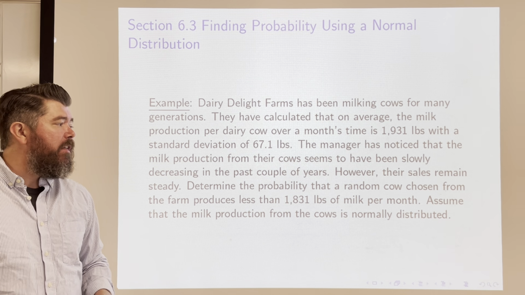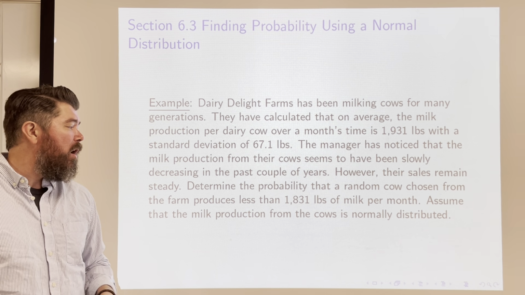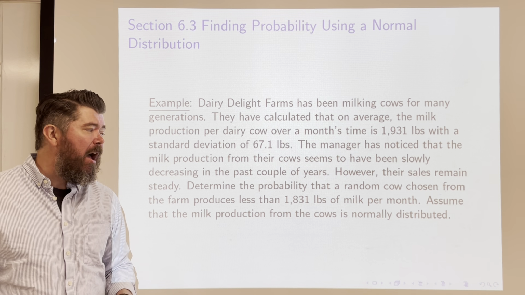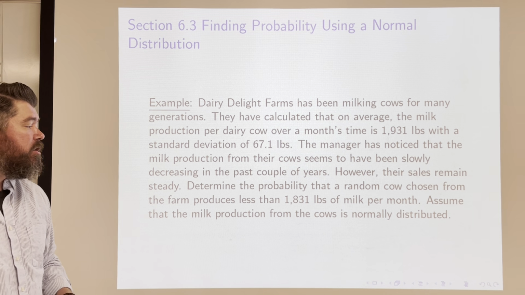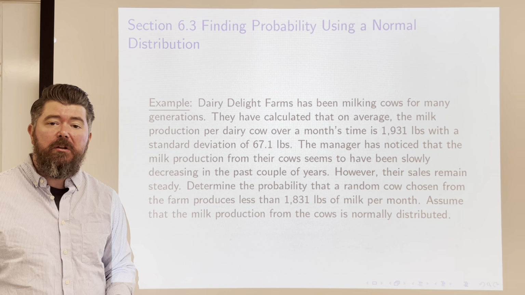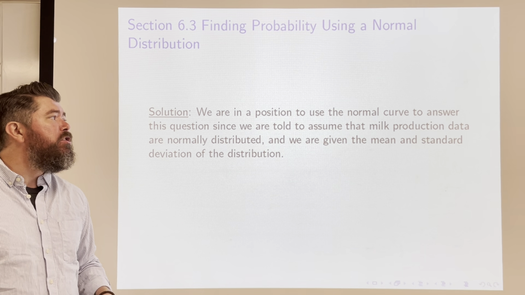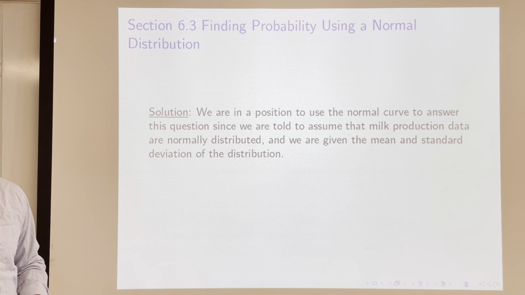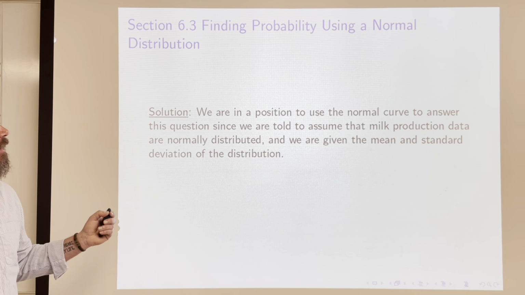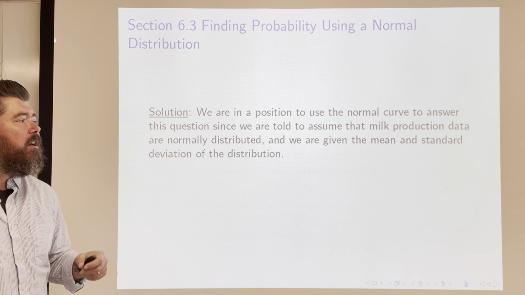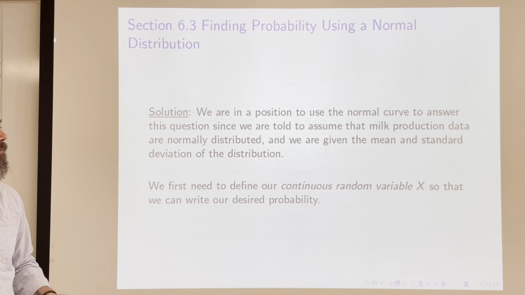Determine the probability that a random cow chosen from the farm produces less than 1,831 pounds of milk per month. And we will assume that the milk production from the cows is normally distributed. Now, we are in a position here to use the normal curve to answer this question, since we are told to assume that milk production data are normally distributed. And we are given the mean and standard deviation of this distribution.